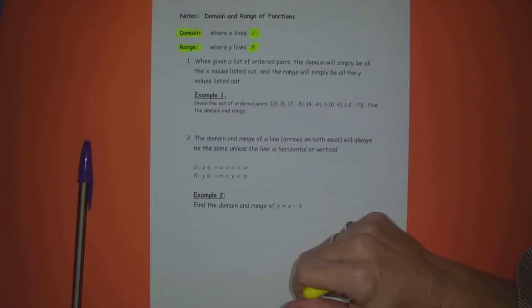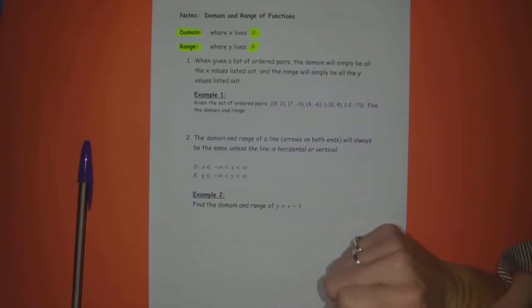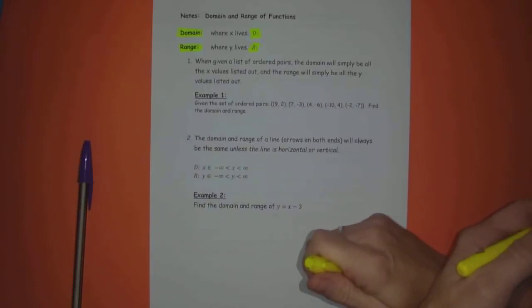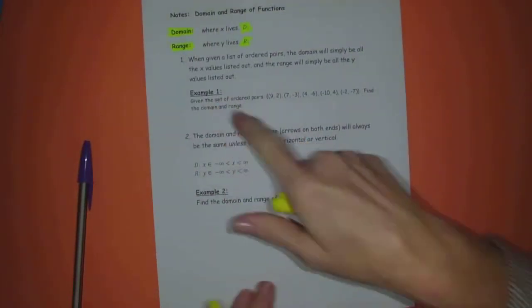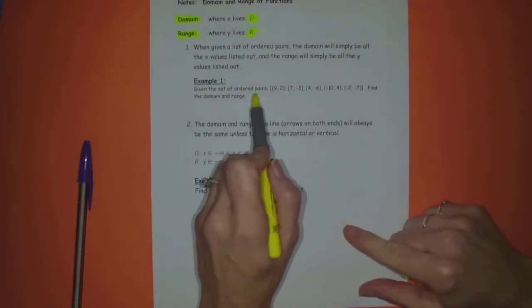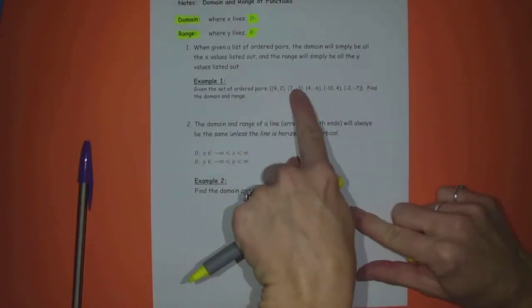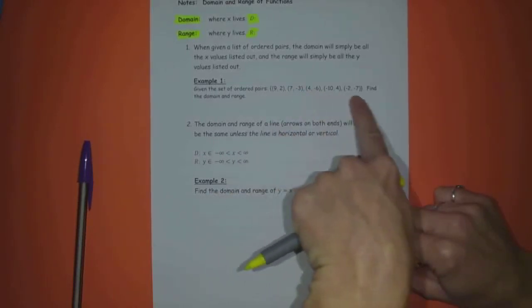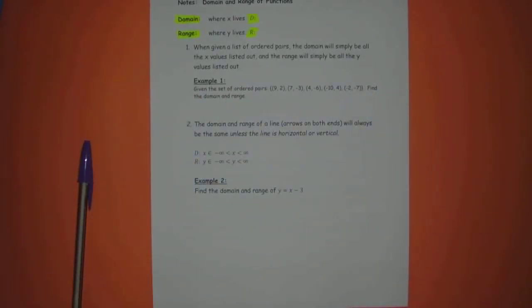Okay, so let's look at number one. When you're given a list of ordered pairs, the domain will simply be all the x values listed out, and the range will simply be all the y values listed out. This is probably the easiest type of domain and range to do. So let's look at the example that goes with it. It says, given the set of ordered pairs, and then you have this long list here. Let's see, how many do we actually have? 1, 2, 3, 4, and 5. We have 5 ordered pairs. It says, find the domain and range. So this is how simple it really is.